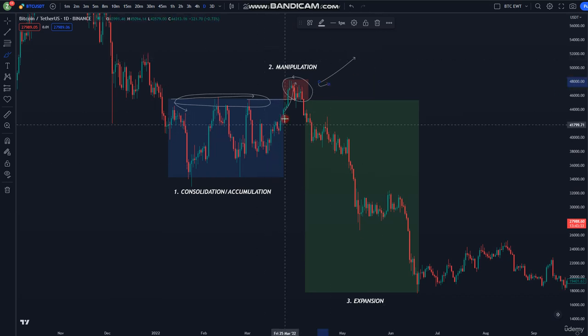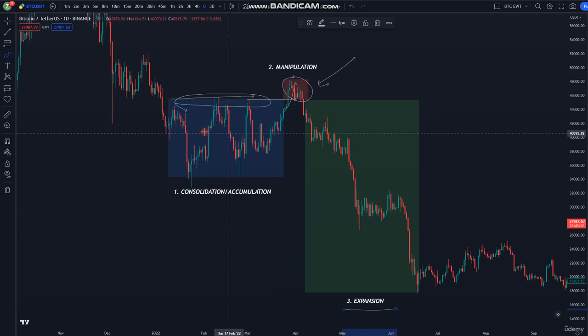So price is manipulated to the upside. You get a small pop, taking out the shorts over here, making sure that longs are getting involved, and then you send it on for the third leg of the power of three structure, and this is your expansion. The expansion is basically where the trend continuation occurs.